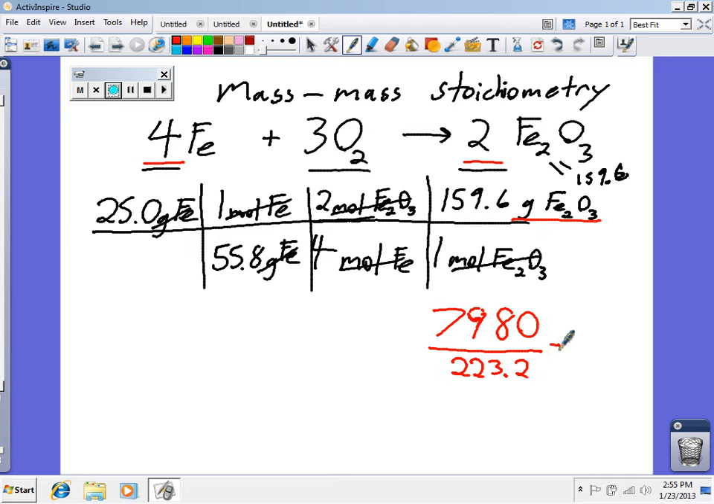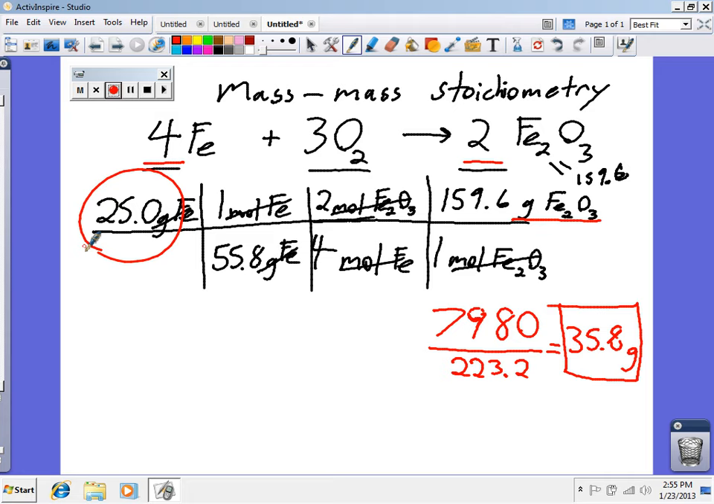And we end up with our answer, 35.8 grams of iron oxide. Last step in any sort of word problem is to figure out if our answer makes sense. It's not ridiculously huge. It's not ridiculously small. Keep in mind we started out with 25 grams of iron, so it makes reasonable sense that we end up with 35.8 grams of iron oxide as a result.